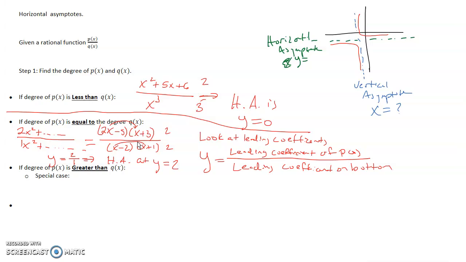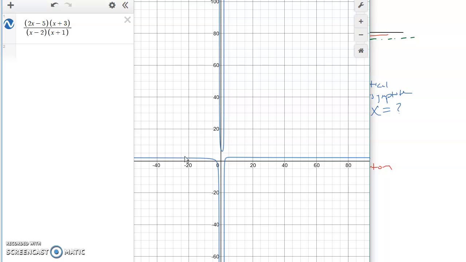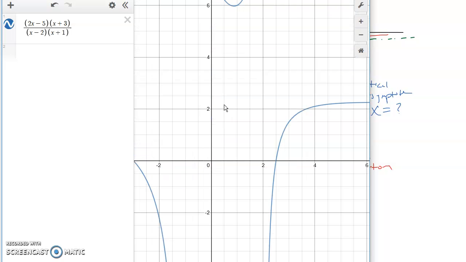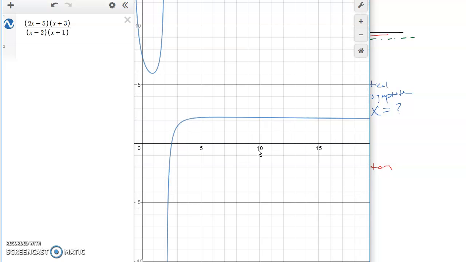So I'm going to take this right here, I'm going to put it into a graph, and you can see that there is a horizontal asymptote, and if I zoom in a little bit, you can see what that y value is. As I go out, it's going to get really, really close to 2.